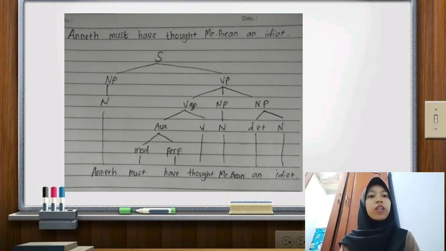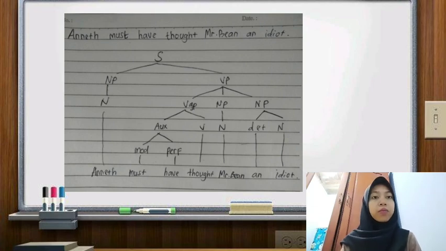Noun phrase contains noun, Annette as a noun. Verb phrase contains verb group, noun phrase, and noun phrase. The verb group contains auxiliary and verb. The auxiliary contains modal and perfect. Must as the modal, have as a perfect, and the verb is thought. Noun phrase contains noun, Mr. Bean as a noun, and noun phrase contains determiner and noun. An as a determiner and idiot as a noun.